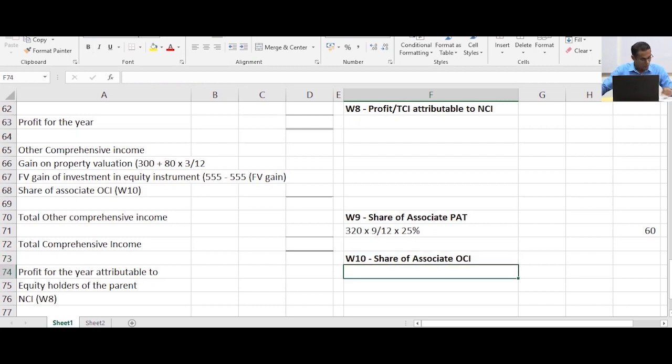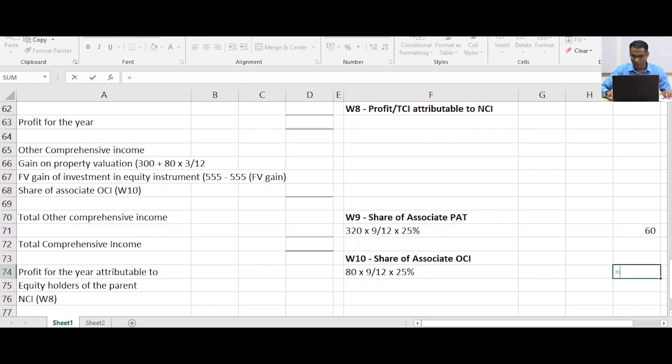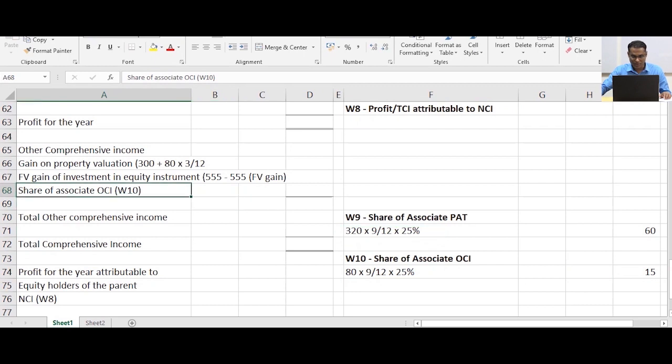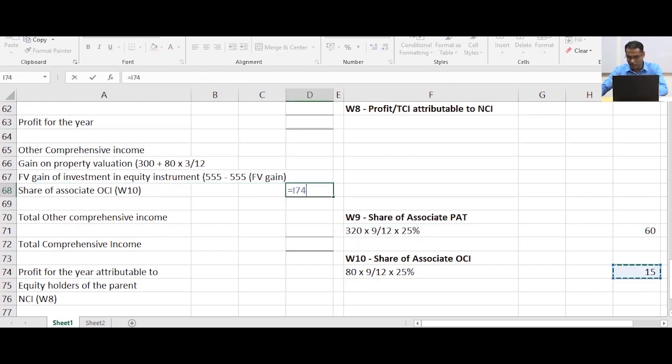Okay, so how much? 80 is the total figure recorded in Teak's other comprehensive income. Out of that, the first 9 months, that is 9 upon 12. Out of that, how much? 25% to the parent company. So that comes to 80 into 9 upon 12 into 25%. How much? 15. So the share of associate other comprehensive income is 15. I can take the figure here. Okay, 15. Okay, did you understand?